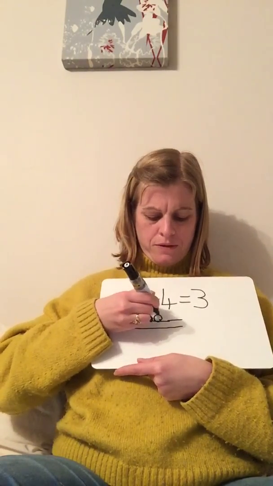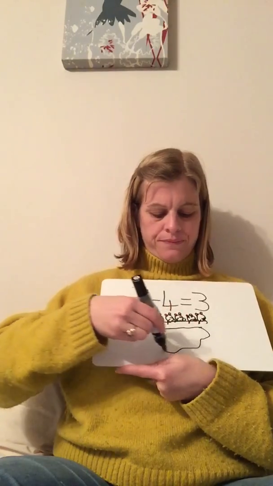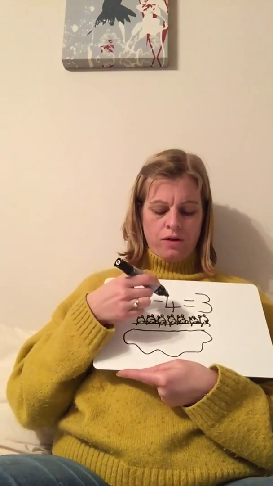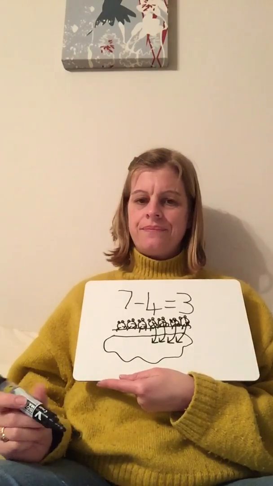1, 2, 3, 4, 5. I'm going to need a bigger log. 6 and 7. 7 frogs sitting on a log. 4 are going to jump in the pond. 1, 2, 3, 4, and 3 are left on the log. There is my picture to show this calculation.